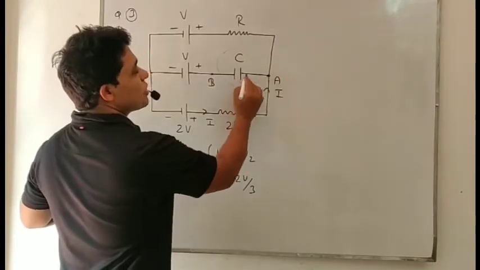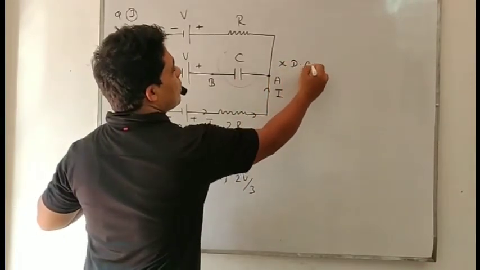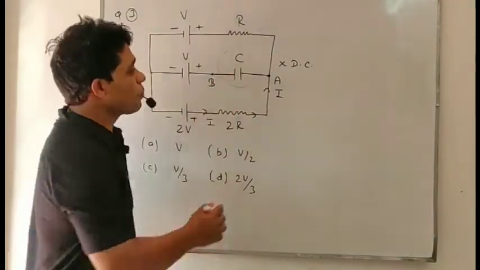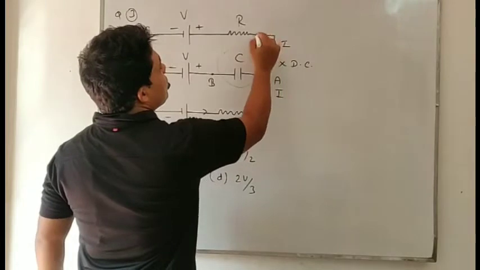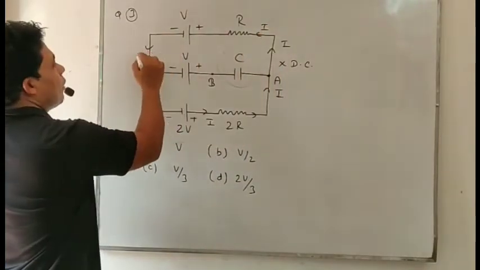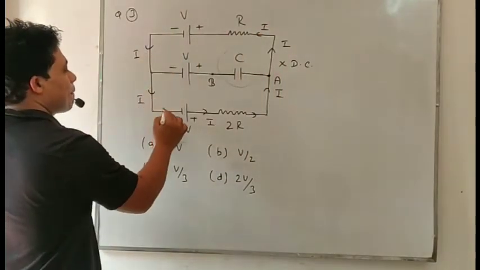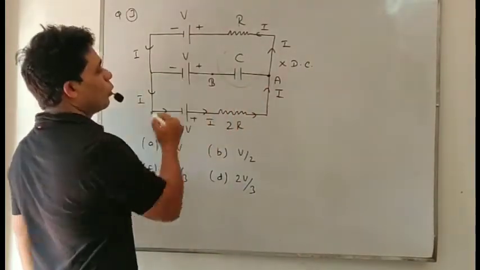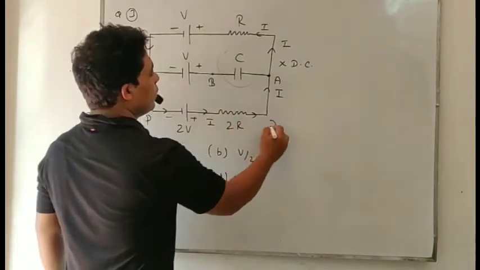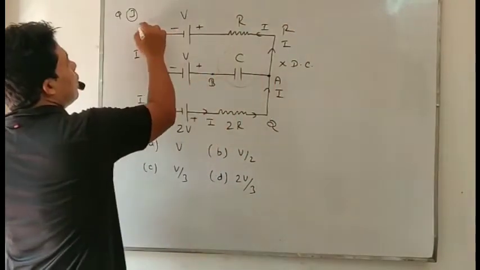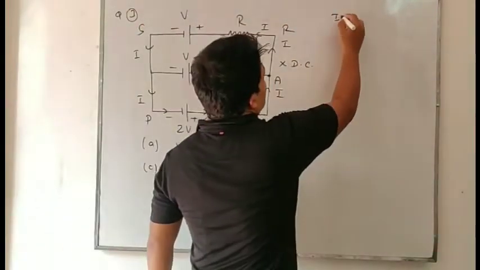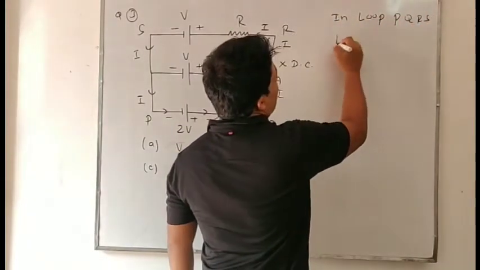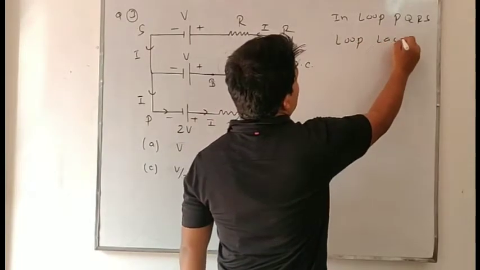As we know, this is a capacitor, it does not accept DC. The battery always gives DC current, so it does not accept. So current I will move in the upward direction and come to that side. So I'm going to apply Kirchhoff's law in this complete outer loop. Give the names P, Q, R, S. In loop PQRS, I am applying Kirchhoff's second law, that is called the loop law.